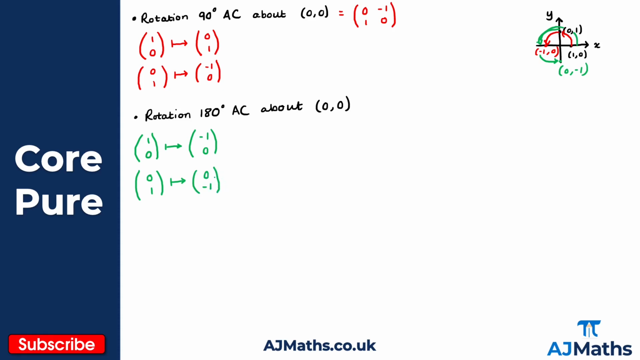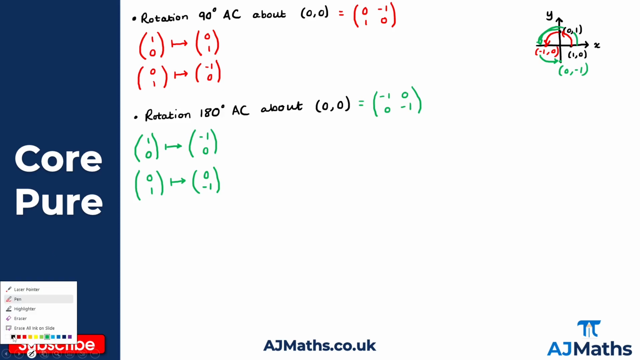Okay. And again, we can easily identify the 2 by 2 matrix that represents this rotation. So our matrix here will be minus 1, 0, and then 0, minus 1. Okay. And then all that's left here is a rotation, going back to my original pen color, of 270 degrees anti-clockwise about the origin.